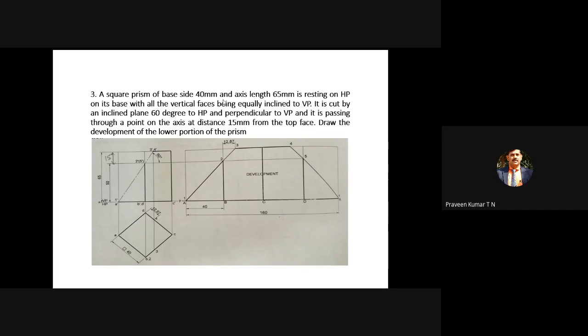So now a square prism is given. The base side is also given. This is 40 mm, all four sides are 40 mm. The axis length is 65 mm, the height of the prism is 65 mm. It is resting on HP on its base. The first statement is almost like a problem on solids, with all vertical faces equally inclined to VP.